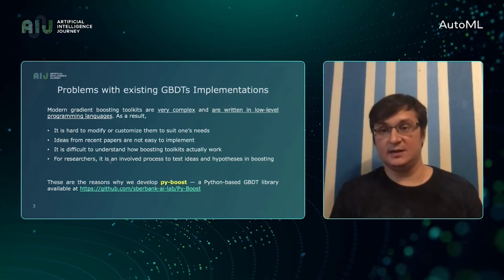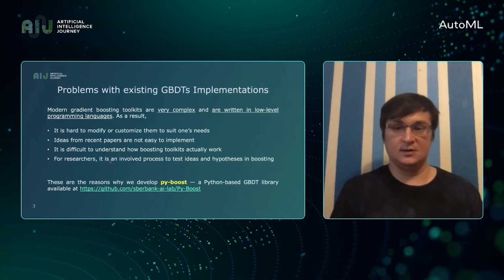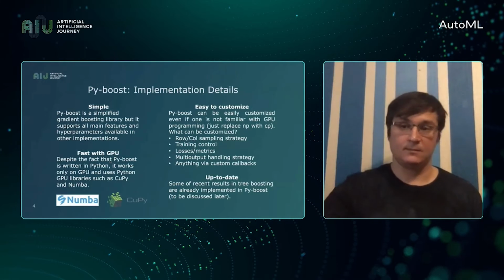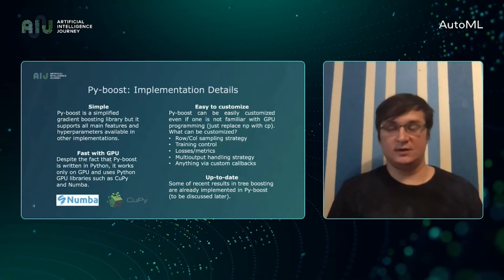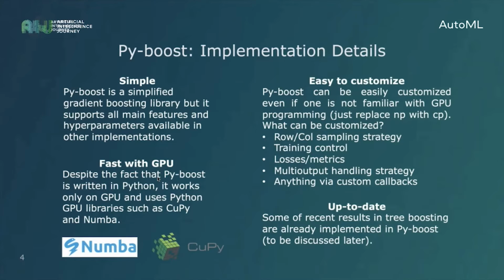At first, we used it to test our own ideas, and we understood that the library is very handy. We wanted to make it more user-friendly and share it in open source. So you see the link to GitHub. What is special about this library? It's a classical gradient boosting algorithm with decision trees. We have all the features like XGBoost and other libraries.